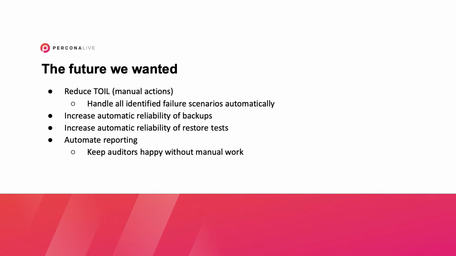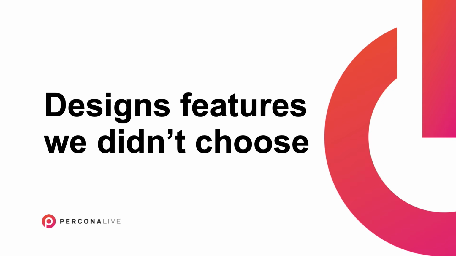The sort of stuff we wanted in future was to reduce the manual action. We wanted to try and fix all identified possible failures automatically, increase the automatic reliability of the backups and the tests, and we wanted to generate audit reports for the auditors without having to do a lot of manual work. So now on to the design features that we didn't choose. These are the stuff you shouldn't be doing.